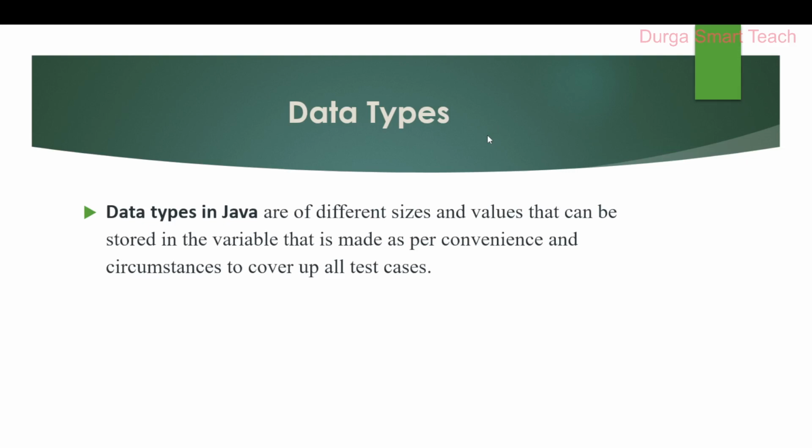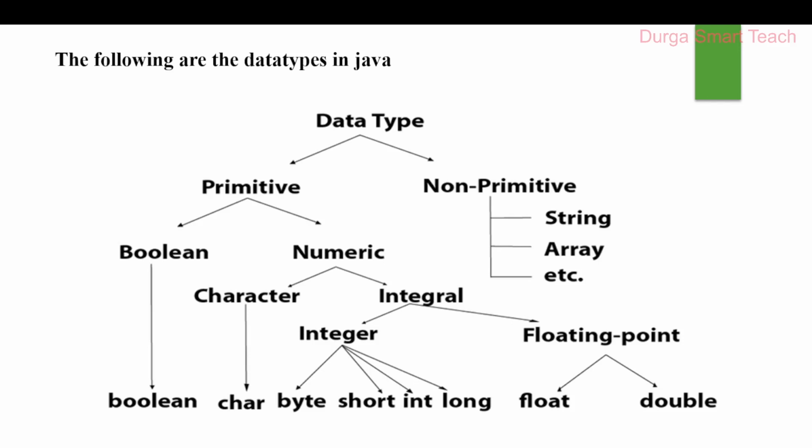Data types are used to define the type of data, memory size and range of values. We are only concentrating on primitive data types. Primitive data types are of two types, Boolean and numerical. Numerical is divided into character and integral. Integral is again divided into integer and floating point. So these are the different data types: Boolean, char, byte, short, int, long, float and double.